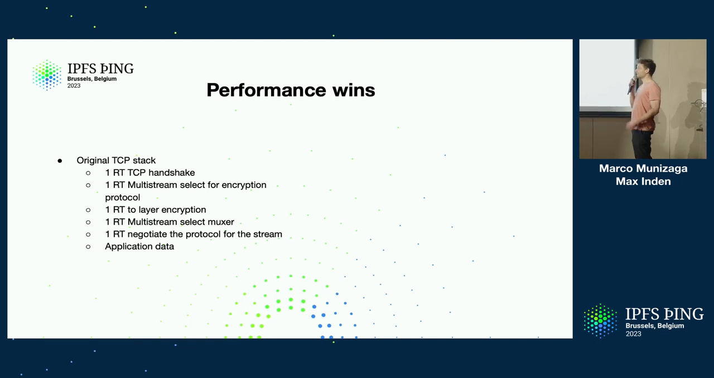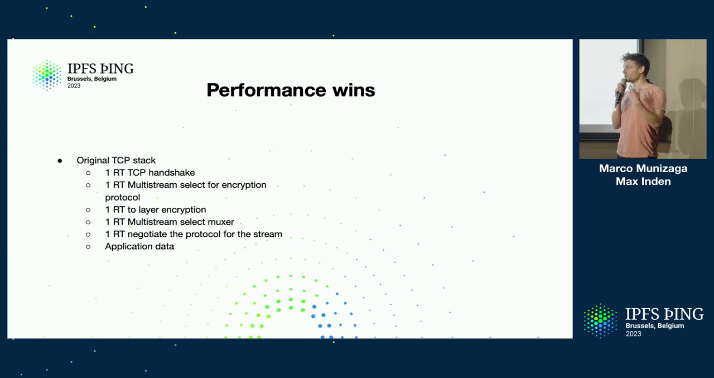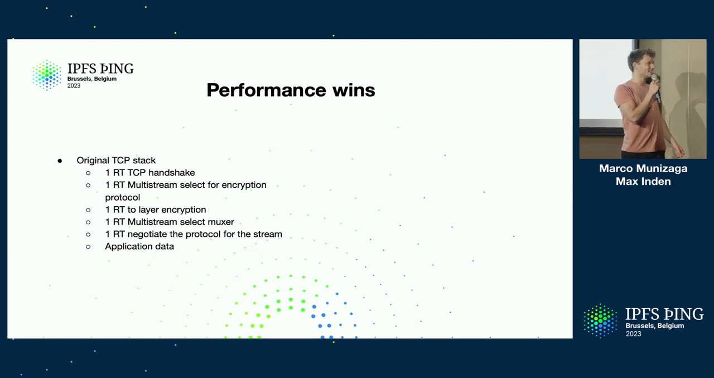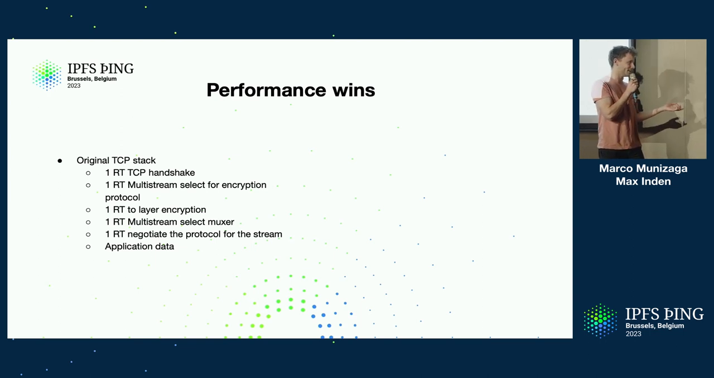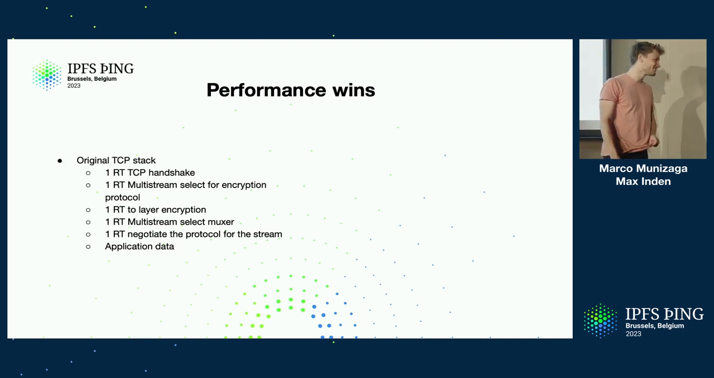So we establish a TCP connection, right? That's one round trip between the two of us. Then we negotiate our security protocol. That's another round trip. Then we actually do the security protocol handshake. That's another round trip. Then we negotiate the multiplexer that we're going to use. That's another round trip. And then I'm negotiating the application protocol that I want to speak, for example, Kademlia. That's another round trip. And then I can send application data to you. Wow, that's a lot of stuff. I've already stopped paying attention.